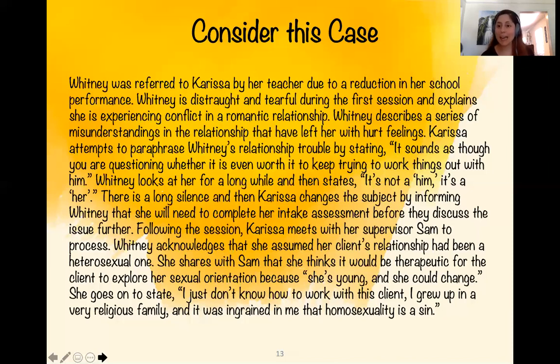So if Carissa can't do these things, if she cannot put aside her religious beliefs and is not competent in treating this issue because of them, then it would make sense to refer Whitney out to someone else, right? So then here's the conflict. If she's planning on referring out, is that then considered discrimination because she's referring her out due to her sexual orientation? Right? And so you see how these things kind of are complex and confusing.